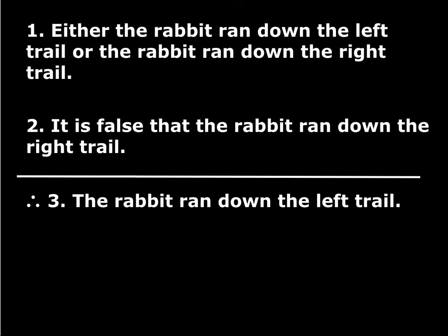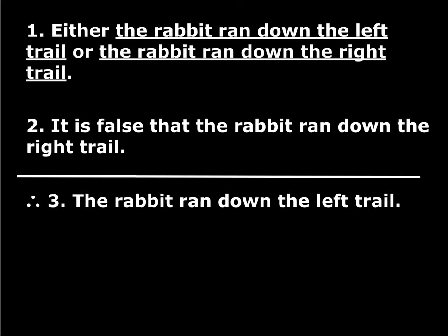So this is the rabbit argument, and this has the same form as the pizza argument. It's either x or y, not y, therefore x. There are three statements involved: 1, 2, and 3. But if we look at some of these statements, we can see that they have parts which are themselves statements. So let's look at the first premise. That's a statement: either the rabbit ran down the left trail or the rabbit ran down the right trail. It could be true, it could be false. But that's a statement.